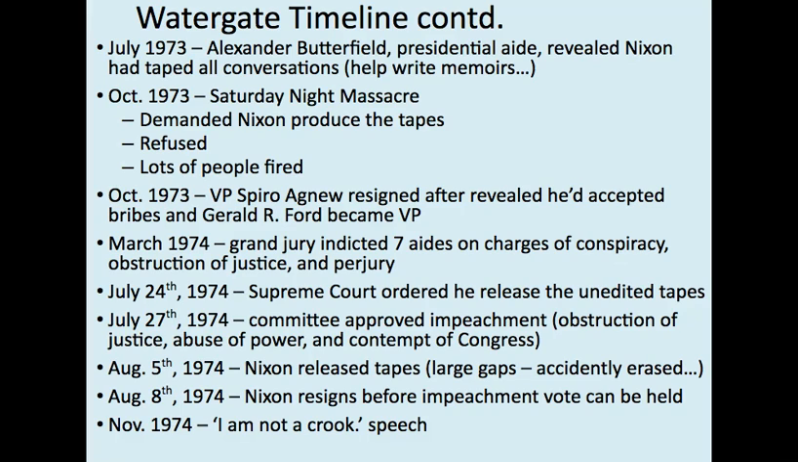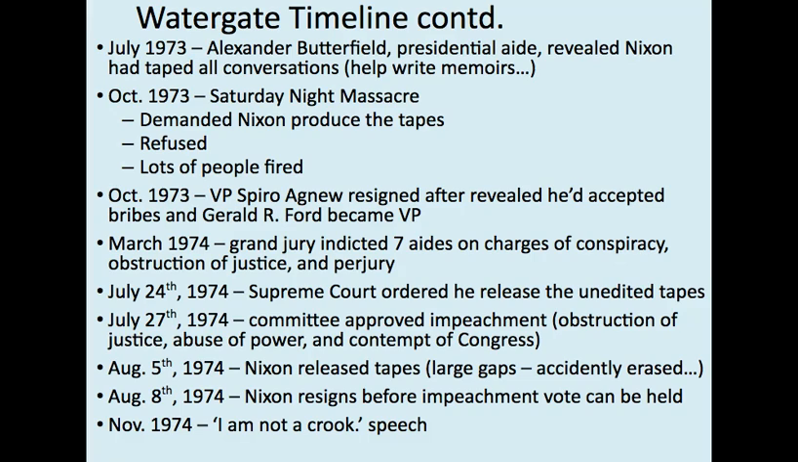In March of 74, people start to get charges, being actually arrested for things: conspiracy, obstruction of justice, perjury, lying under oath. And then in July, things get even crazier because now the Supreme Court's involved and they order that Nixon release unedited versions of the tape. Three days later, a committee is going to approve impeachment, which, of course, is not to remove a president from office. It is to put him officially on trial for crimes that he's committed.